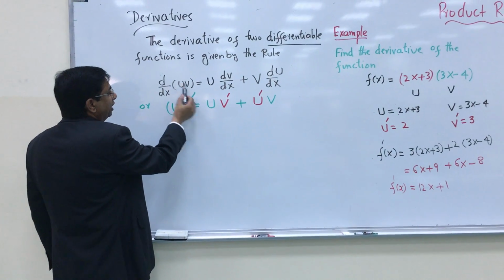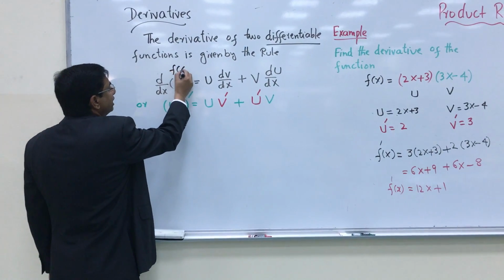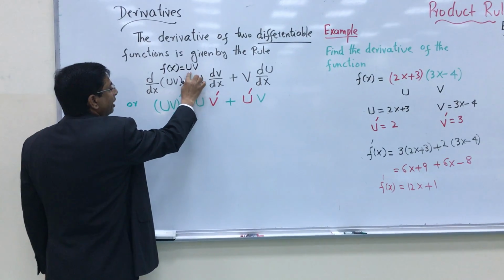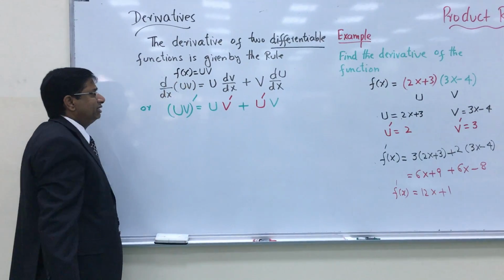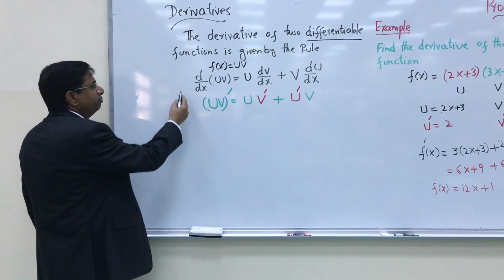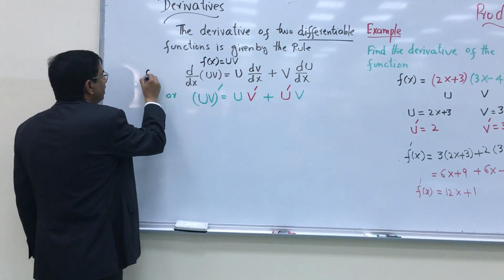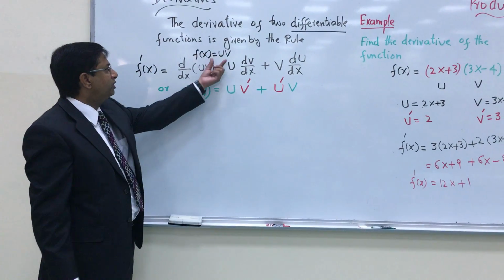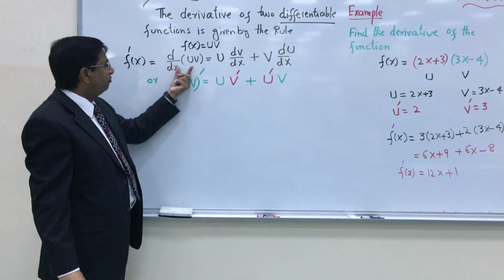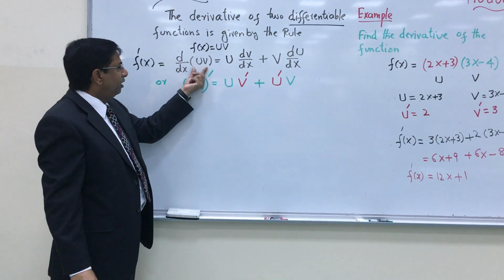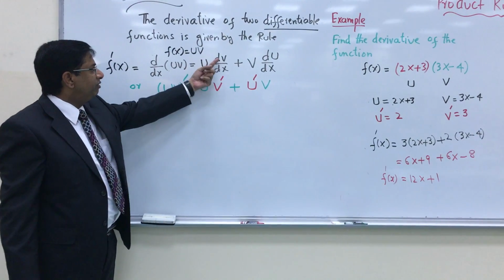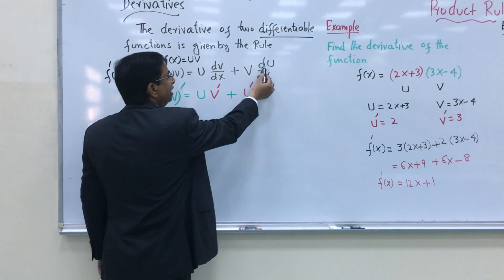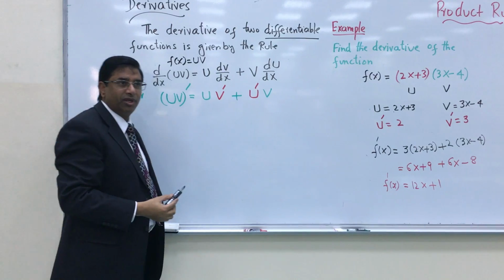And this is uv. If I have f of x equals uv, that is, two functions are multiplied and we want to differentiate f of x, the formula is so simple. We write f prime of x equals: first function, derivative of the second function, plus second function as it is and derivative of the first function.